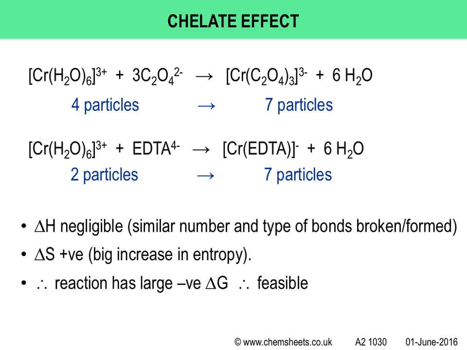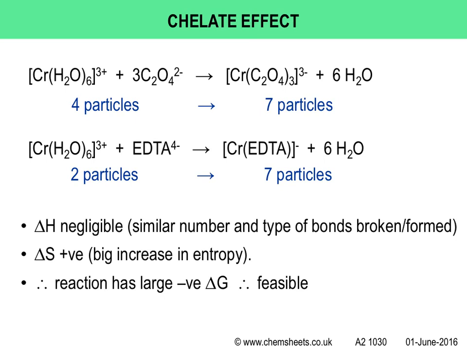So if we just look at the second one, with the EDTA, there are 6 water molecules around the central metal ion, so 6 water ligands. They all have an oxygen with a lone pair. That's what's forming the coordinate bond. In EDTA, there would be 4 oxygens forming that coordinate bond and 2 nitrogens. There is a difference, but that change in enthalpy is negligible, is small. It's not saying it's 0, it's just small.